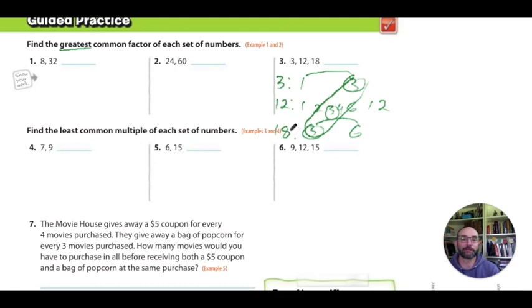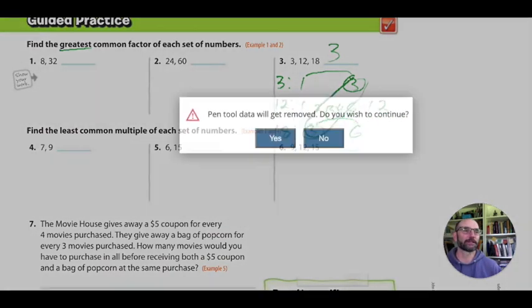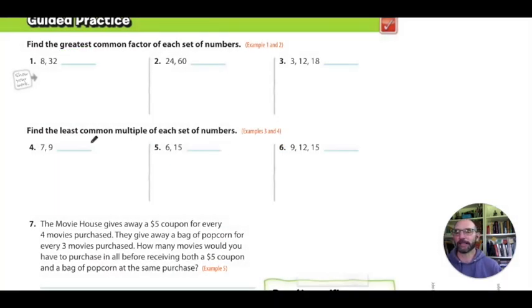Even though between 12 and 18, 6 is on both lists, it has to be on all of the lists. So 3 is the answer to that. Cool. Now let's try one of the other ones. Let me clear all this. And now this is different. This is the least common multiple. So least is small, right? This is where we do the skip counting.